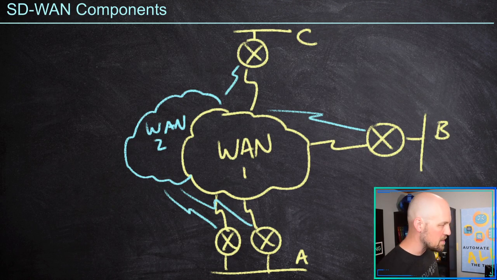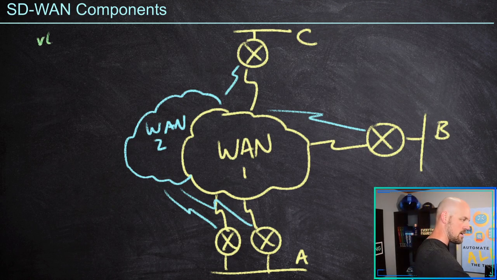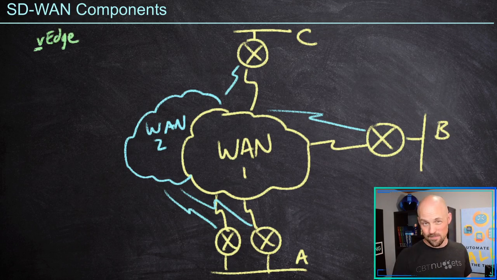All right, so first up is the V-Edge. And when it comes to the V-Edge, I'll just write out V-Edge here. Most of these devices are going to have a lowercase v in front of them. And the reason for that is because Cisco acquired that company Viptela, and even though we don't call anything Viptela anymore, those little v's are indicative of the fact that they came from that provider, or that producer.